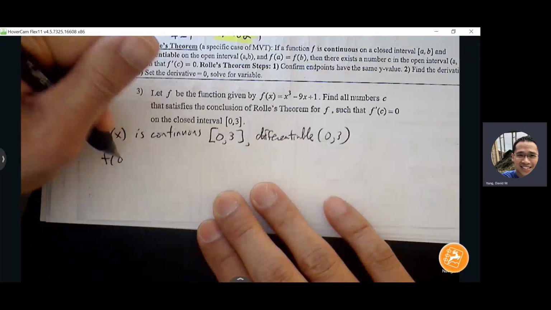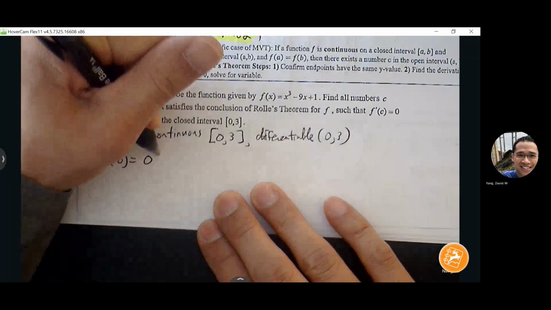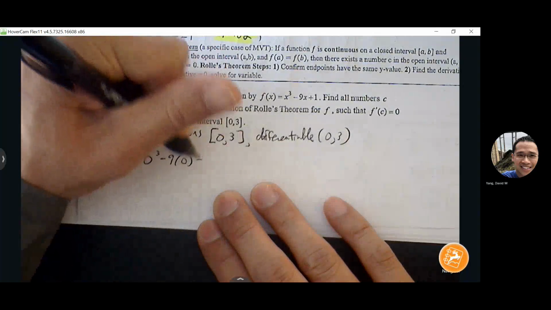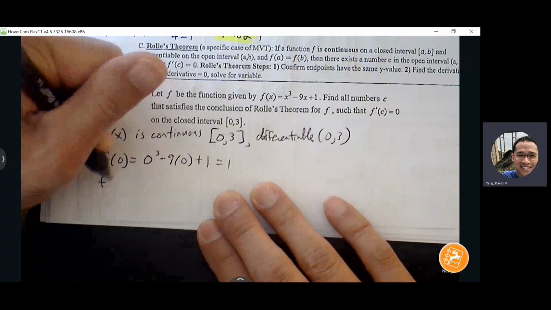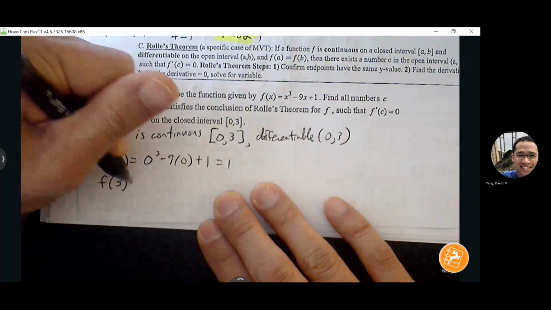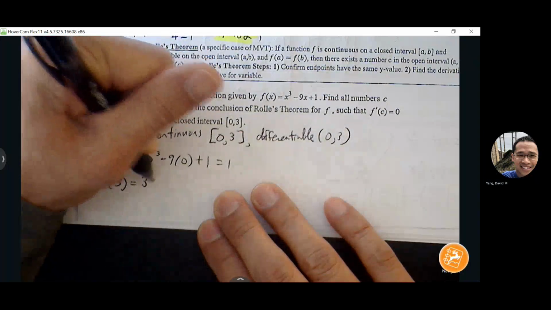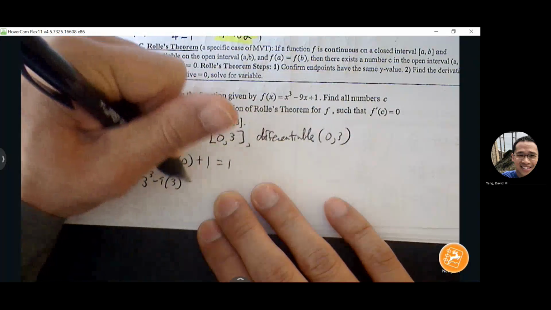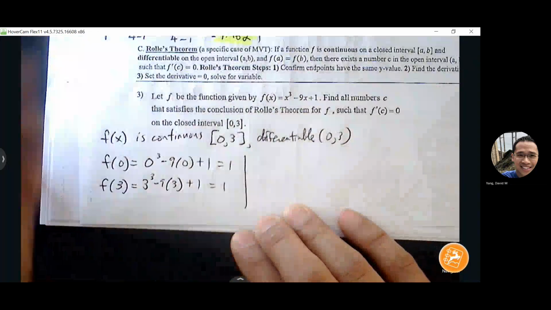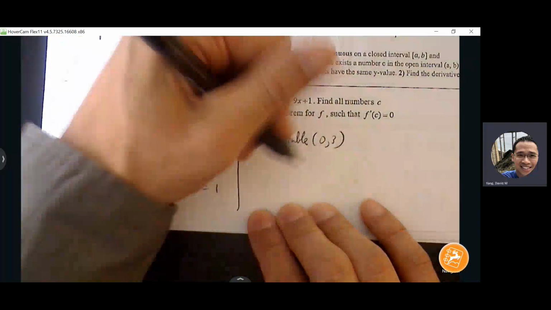Okay, f of 0. F of 3. Slope between the endpoints.